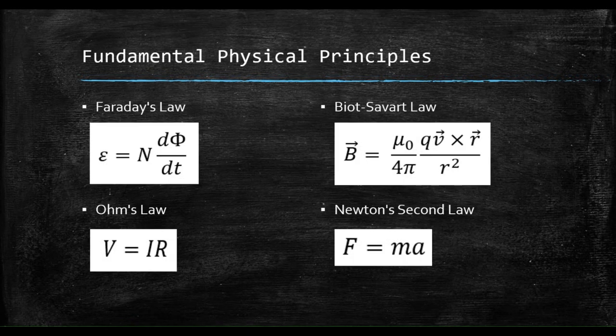Some of the fundamental physical principles used in this lab are Faraday's law and Ohm's law. There should be a negative in front of this in Faraday's law, but they're used to calculate the current induced in the tube by the falling magnet, and then the Biot-Savart law and Newton's second law, which are both used to calculate the force on the magnet by the induced current in the tube.